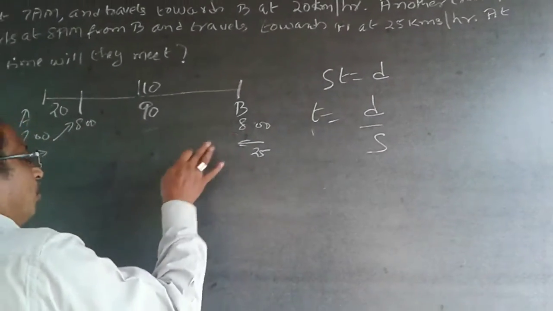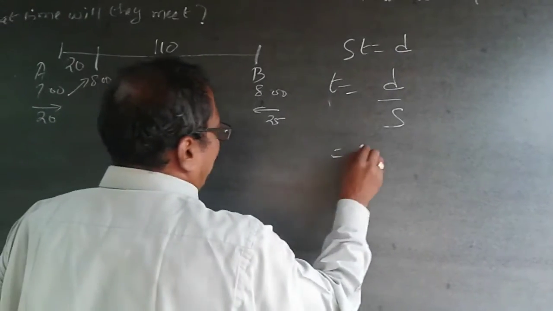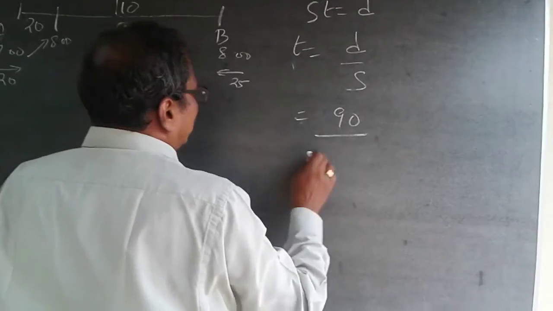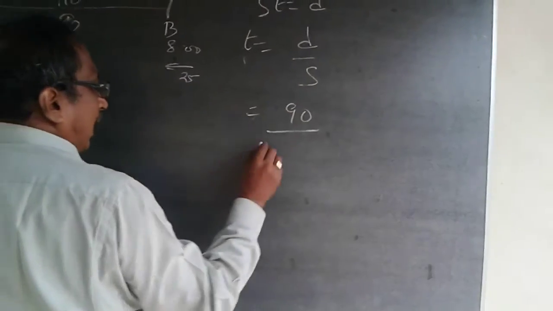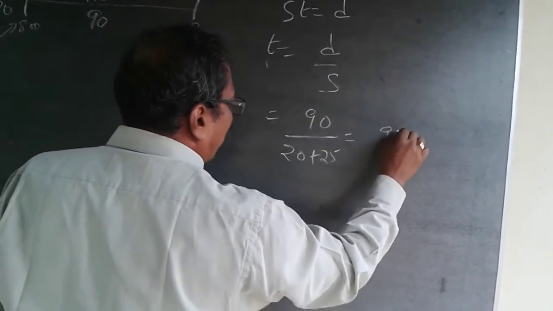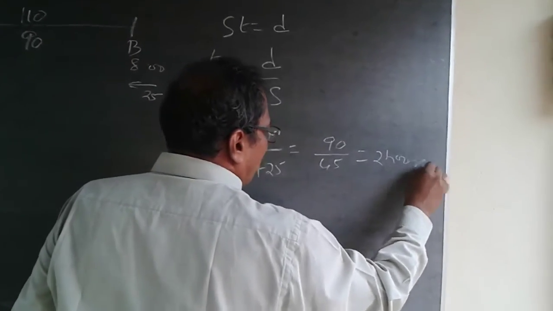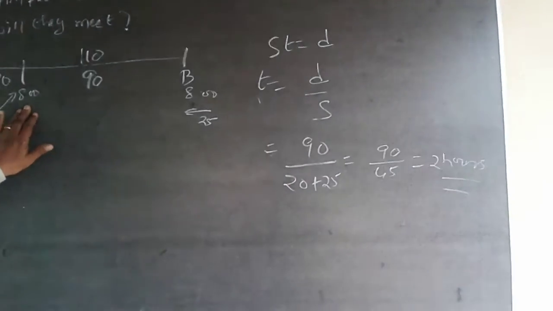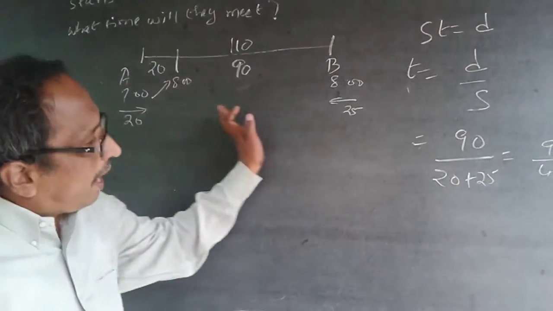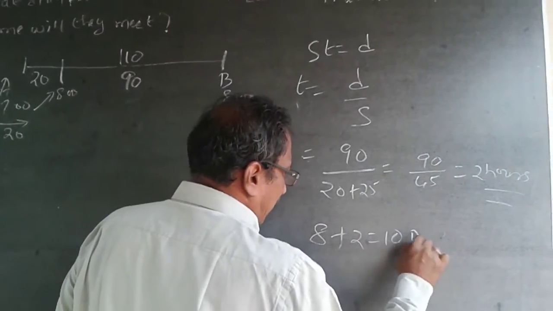So after 8 o'clock, we will add the 8 later. D is 110 minus 20, which is 90. Relative velocity, the speed of this train plus this train, is 20 plus 25. This will be 90 by 45, which is 2 hours. I am calculating this 2 hours from 8 o'clock because the starting time has to be the same. So 8 plus 2 will be 10 a.m. The answer is 10 a.m.